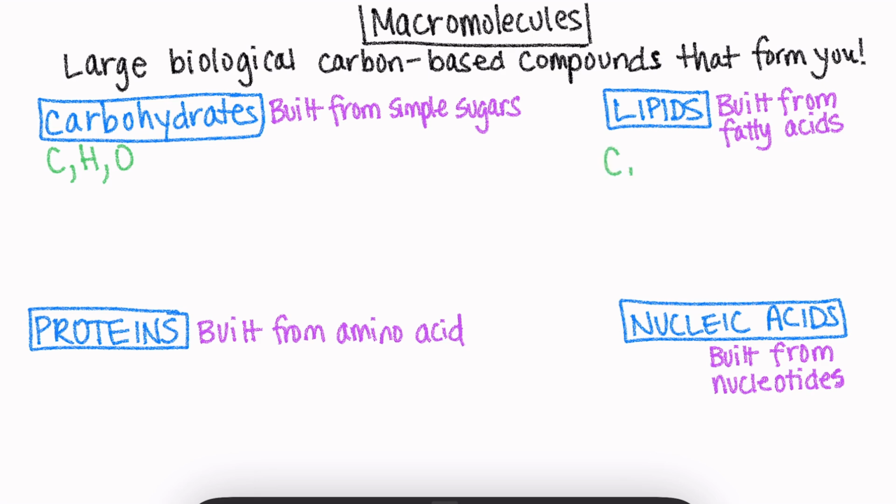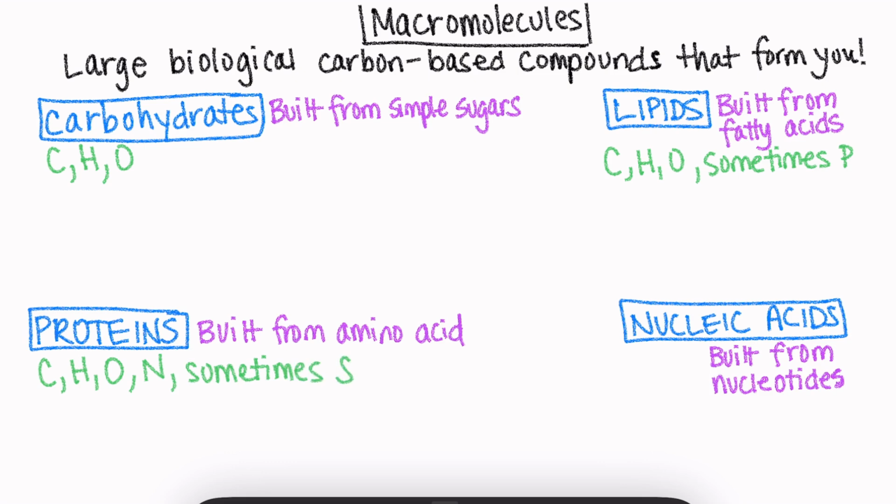Lipids also have carbon, hydrogen, and oxygen. And sometimes they have phosphorus. Proteins also have carbon, hydrogen, oxygen, and each of them will always have a nitrogen. And some proteins have sulfur. Nucleic acids are really big, so they're going to have carbon, hydrogen, oxygen, nitrogen, and phosphorus. Every single one of them will contain that. Now I'll try to show you an example of each type.